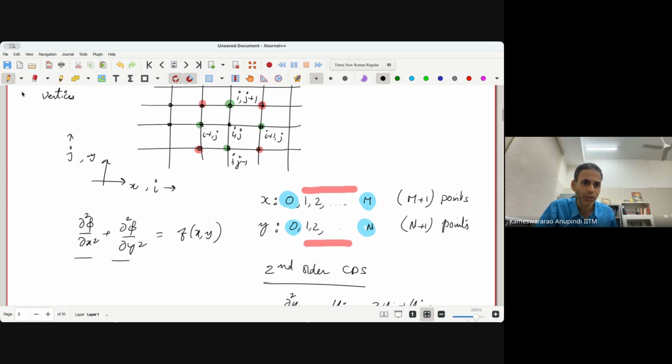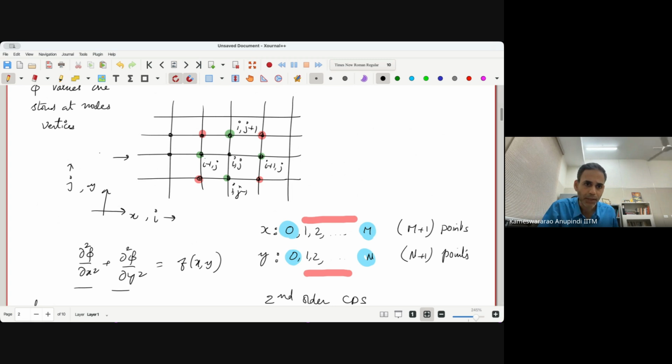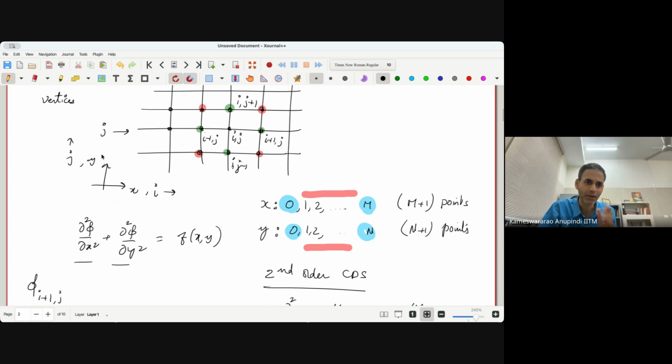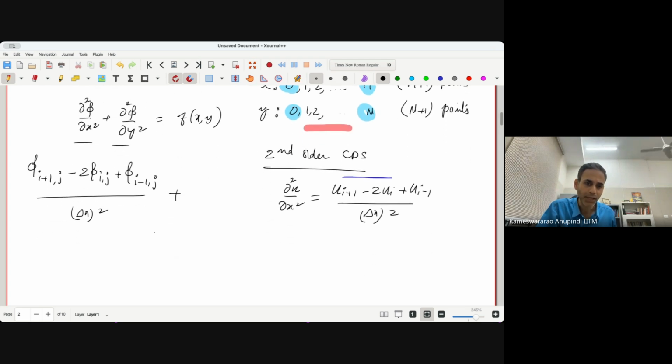So that means if I were to write this approximation for this derivative, we can write this as phi i+1, but we are applying this at a particular j, so I need to carry that j index all along. And then we have minus 2 times phi i,j plus phi i-1,j. Essentially I have applied this same equation, what we have written here, and then divided by delta x square.